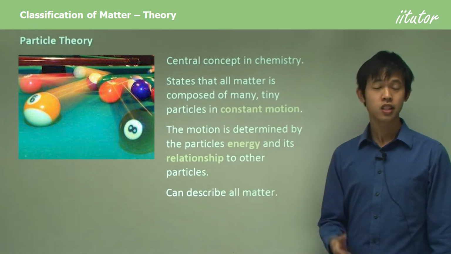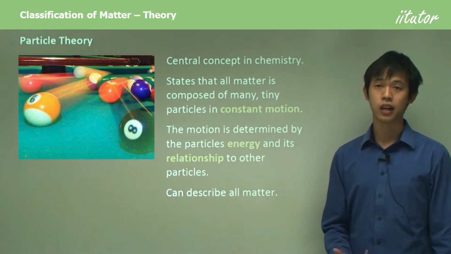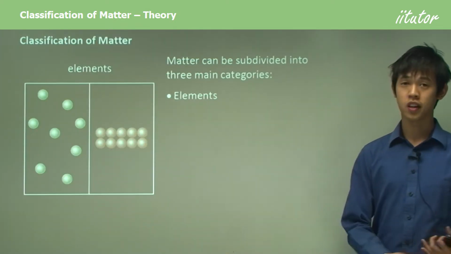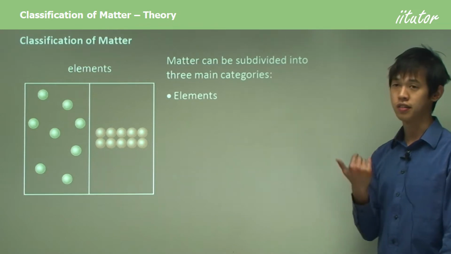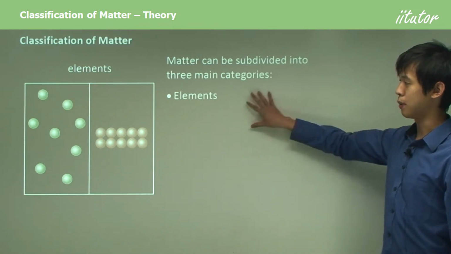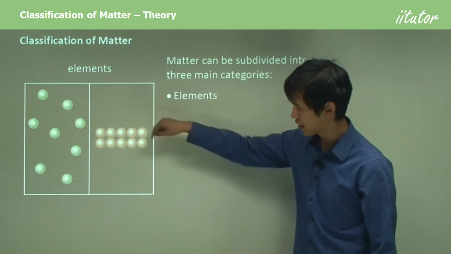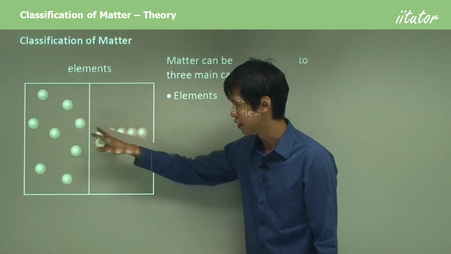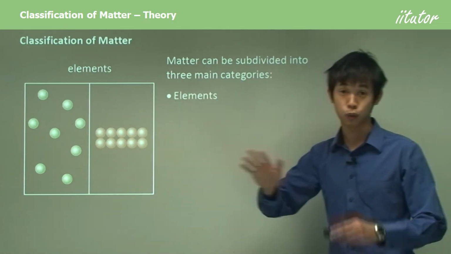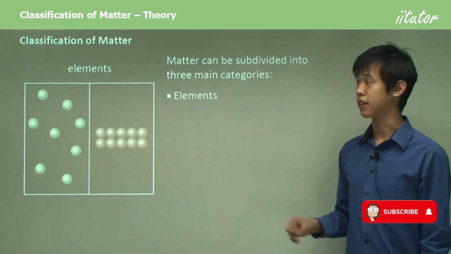Now this particle theory can be used to describe any state of matter that we see. So now that we've got the basics of particle theory, we can subdivide matter into three categories. And the first is elements. As you can see here, an element only seems to have one type of particle in it. There's just the brown particles here, or the green particles here. They're just one unit, one type of particle.